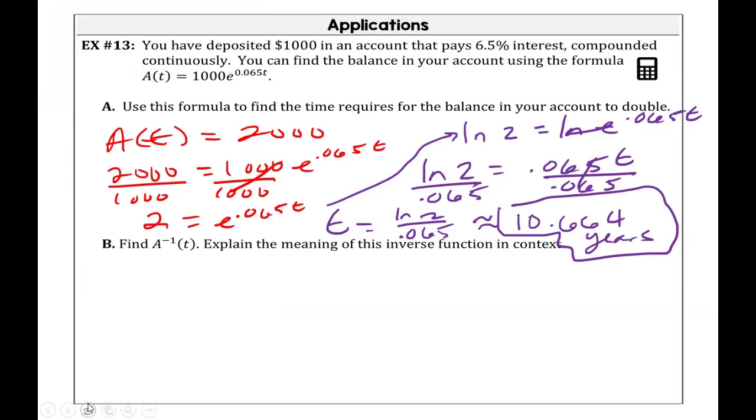For the sake of us finding the inverse without a bunch of excess, we're going to go ahead and switch our x's and y's, our independent and dependent variable. We're going to use y instead of A of t. So we're going to let this be our y. And so when we switch, we end up with t equals 1000 e to the 0.065 times y. Okay. And now our goal is to get y by itself.